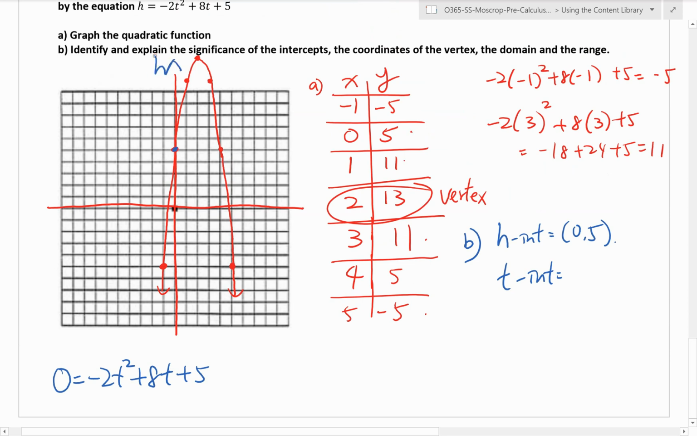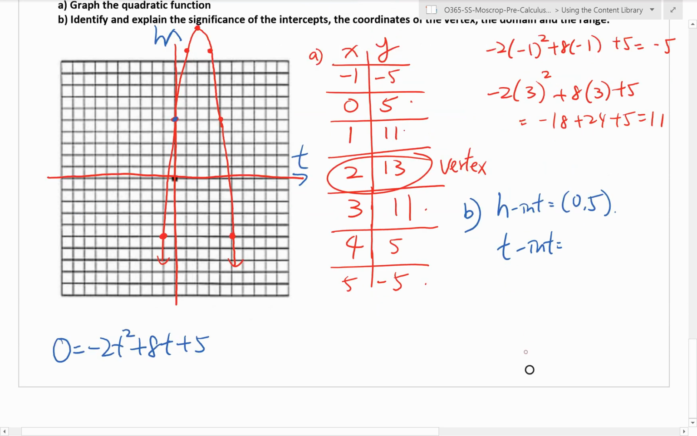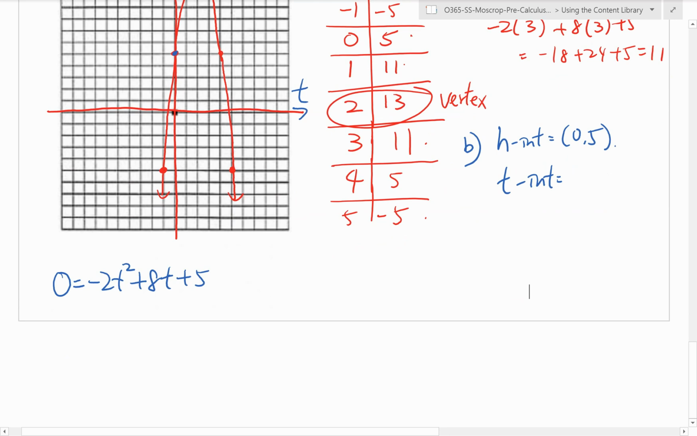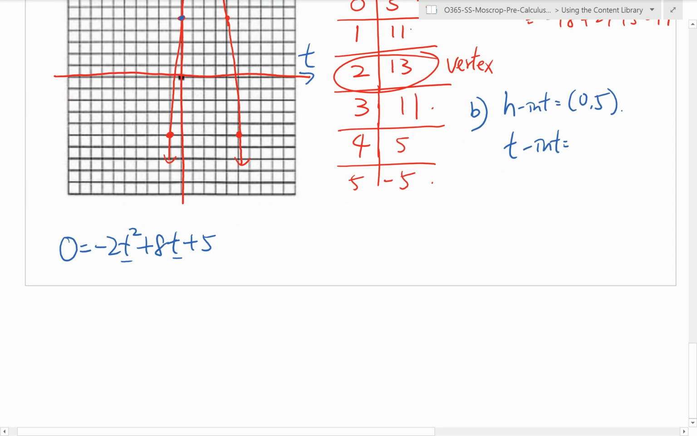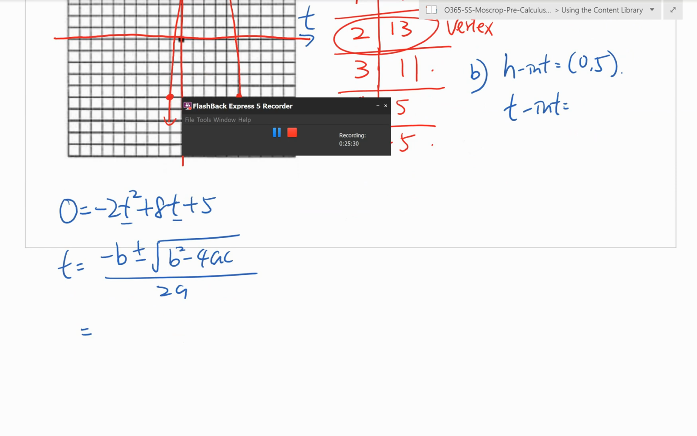This is my h-axis, and that's my t-axis. So if I want to find the t-intercept, that's right here, I need to make h 0. Now this is a quadratic equation that we know how to solve. I don't think this is factorable, so you could either complete the square or use the quadratic formula to solve. I'll use the quadratic formula, so let me quickly recall it. The quadratic formula is x equals, but here the variable is t, so I'm going to say t equals negative b plus or minus the square root of b squared minus 4ac, divided by 2a. Okay, I'll let you do it.